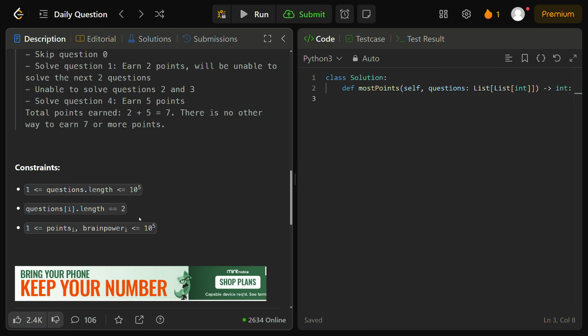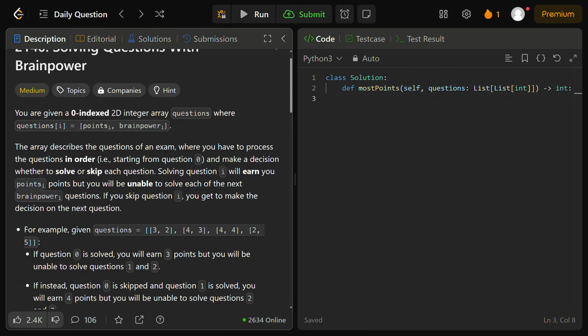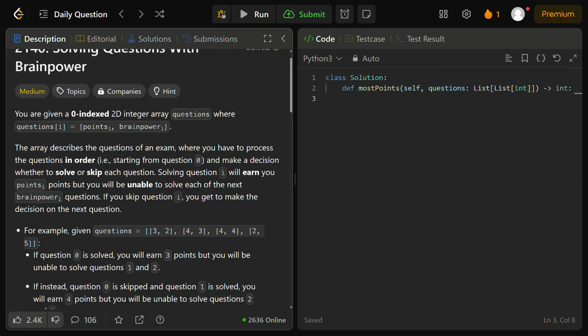So we first made the observation that for each index, or for each question, we have exactly two options or two choices. Either we can solve the question, earn the points for that question, and skip the required next few questions that's denoted by that index. Or we could simply skip the question and move on to the next one without earning those points. Those are our two choices we have for each index or for each question in the input array questions, right?